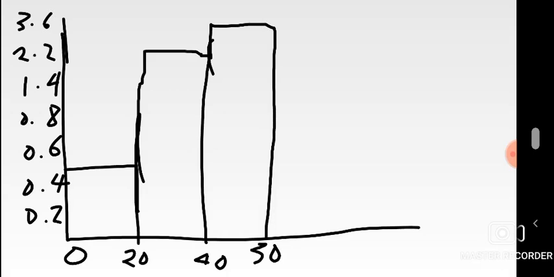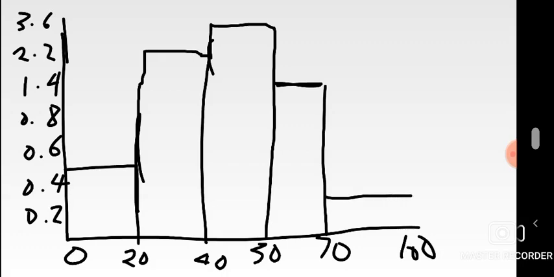The next group is 50 to 70. What was the frequency density there? Let's just rewind. You would find that it's actually 1.4 as the frequency density. So they're attached. Make sure they're attached. The bars do not leave gaps. That's 50 to 70. Finally, there is 70 to 100. That particular bar has a height of 0.2 according to the frequency density we found. And that's how you draw your histogram basically.